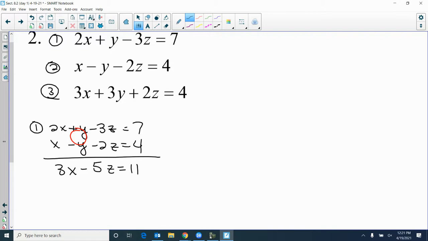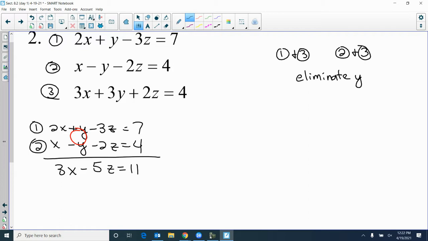All right, now here's what you got to do at this point. You got to pick another set. You can either pick equation 1 and 3, or you can pick equation 2 and 3. But you have to eliminate y again. Okay, so 1 and 3 or 2 and 3 for that one. Caden, which one do you want? You want 1 and 3 or 2 and 3? Let's do 2 and 3.